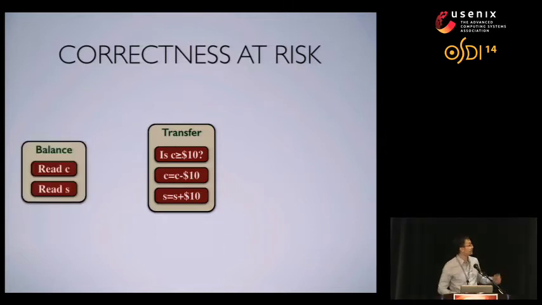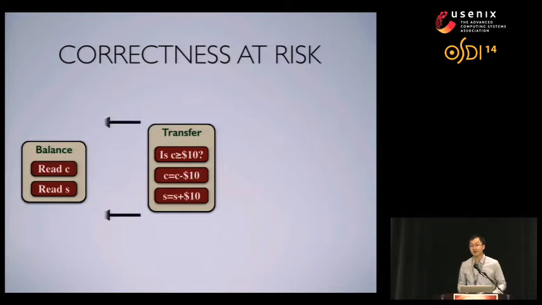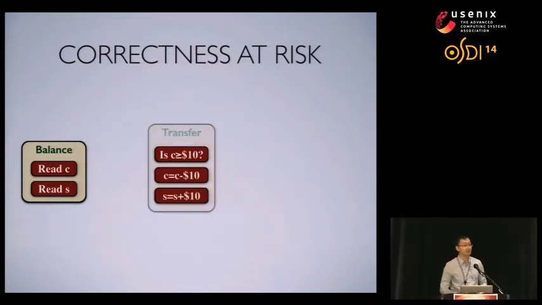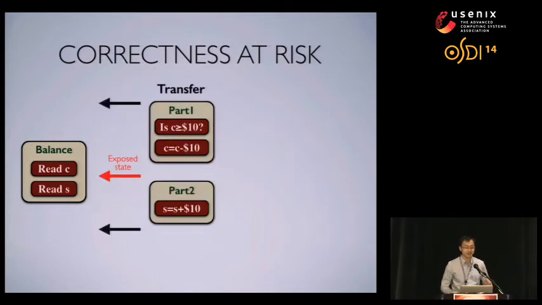Well, imagine there is another balance transaction which tries to correlate the total balance of these two accounts. Before this change, the balance transaction could only observe the states either before or after this transaction. Therefore, the total balance of these two accounts is an invariant. However, after I break down this transfer transaction into two parts, its intermediate state is exposed to the balance transaction. As a result, the balance transaction may observe an invalid state which violates the invariant.